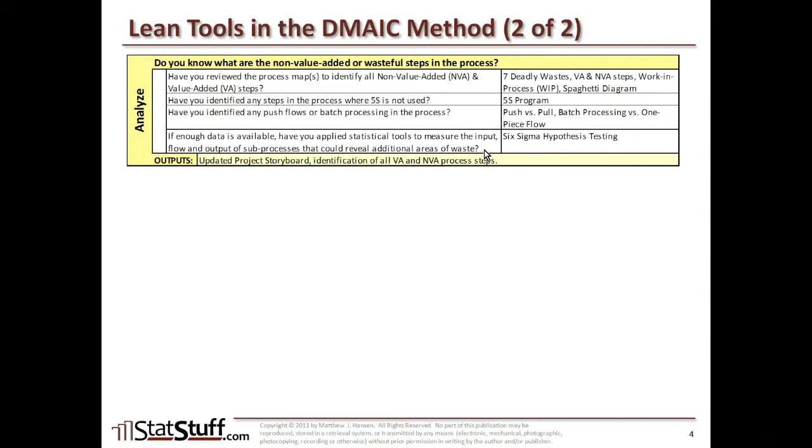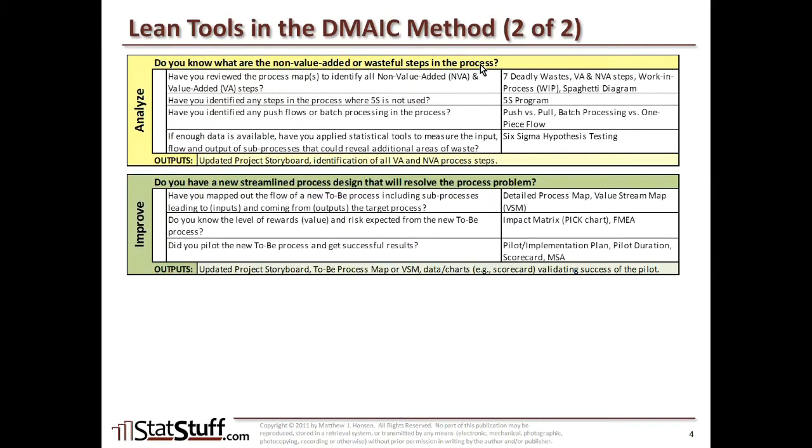Well, again, once you answer yes to all these questions, then you should be able to answer yes to this top level question again. Do you know what are the non-value added and wasteful steps in the process? Once you know what all those are, then you can move on to the improve phase. And in this improve phase, this is where we want to ask for ourselves, do you have a new streamlined process design that will resolve the process problem? Well, if you're not sure, then you move on to these questions.